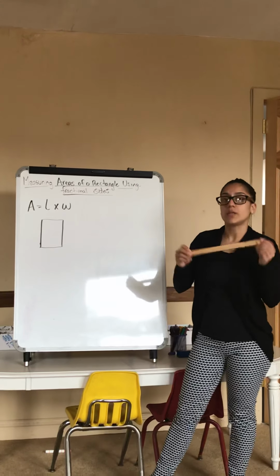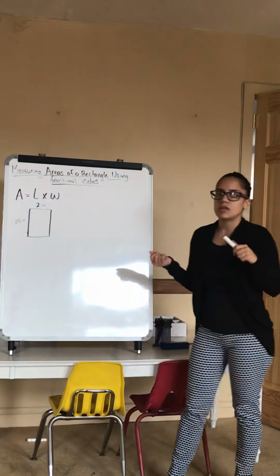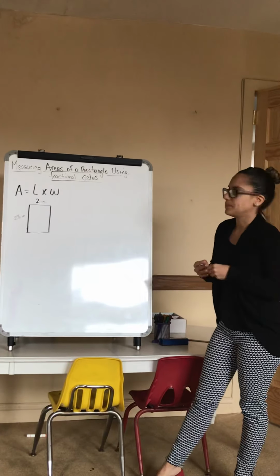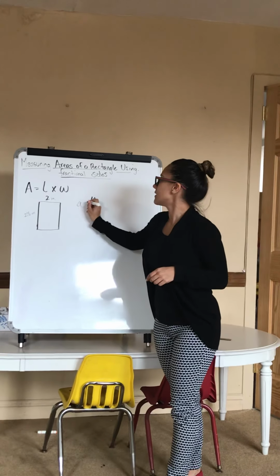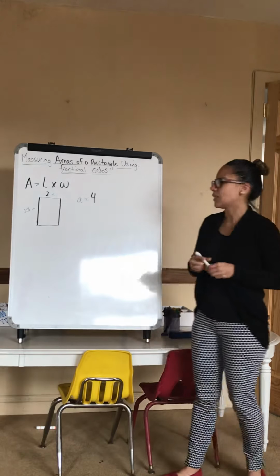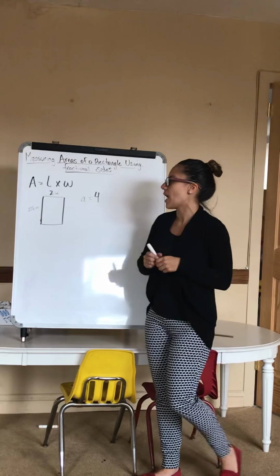Now, I want you to estimate for me. Let's think about this. Let's look at these numbers that we have here. And I want you to estimate, what do you think the area will be? 4. Somebody said 4. Area is equal to 4. Well, let's see. Let's take a look at this. If we look over here, this side is 2 inches and this side is 2.5 inches.